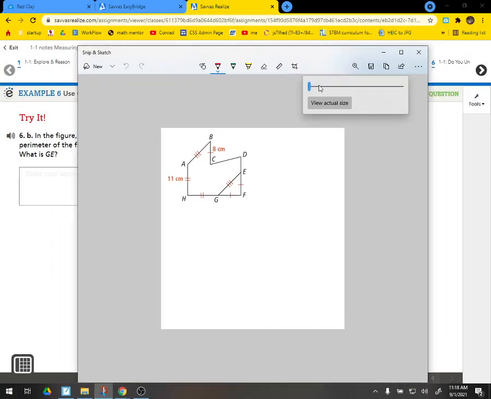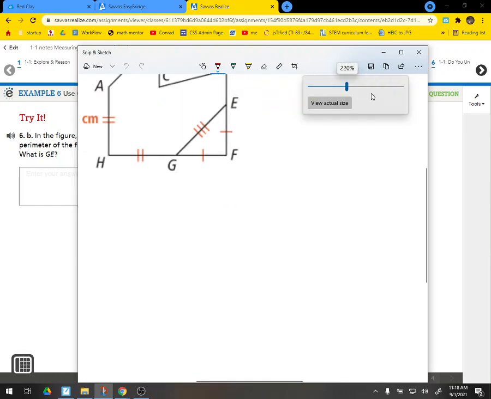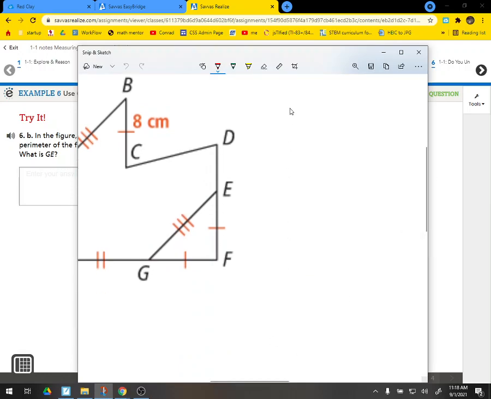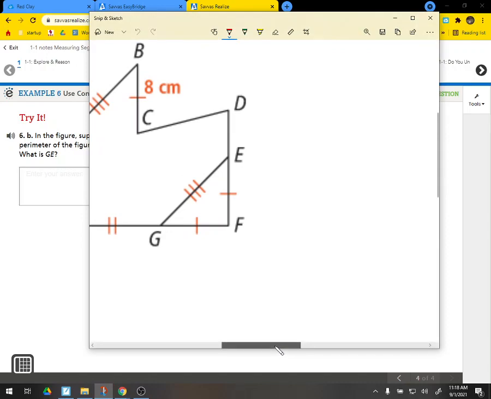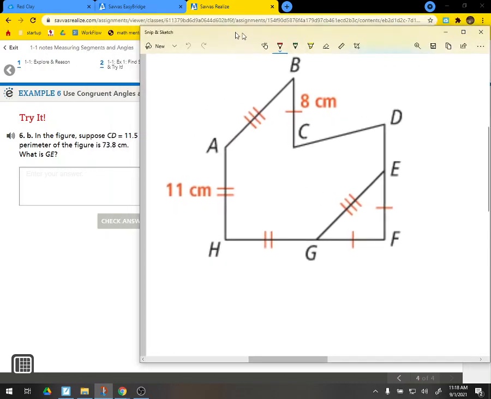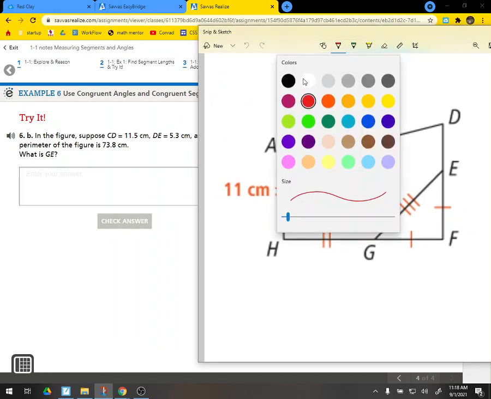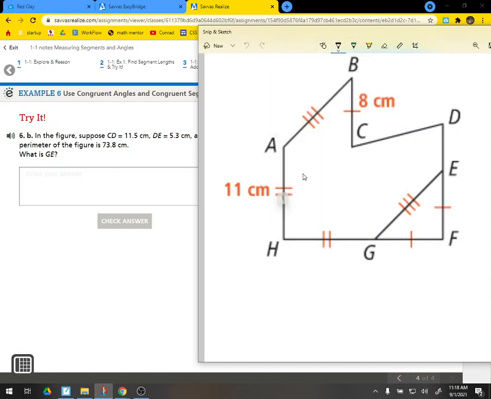All right, let's see if I can zoom in a bit here and be able to look at the whole thing. Now you're letting me look at the scroll bars. Huh, that's weird. All right, so CD is 11.5. Try doing this. I don't like how fuzzy it looks. So 11.5, it's just because I'm zoomed in so far, that's why. DE is 5.3. And the perimeter is 73.8.